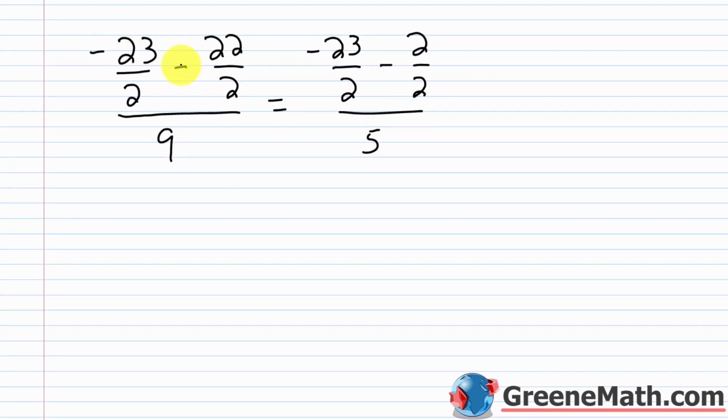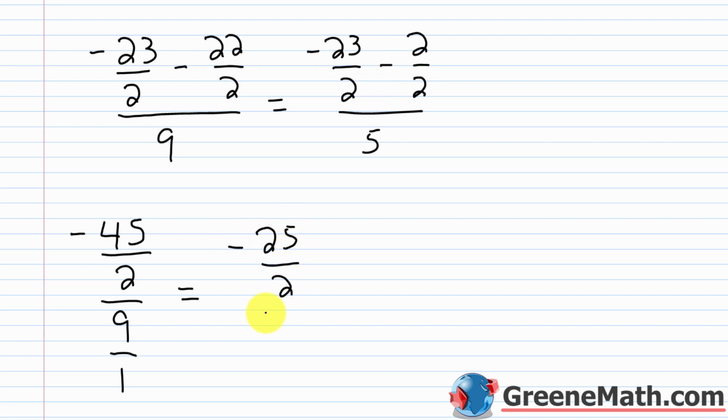So negative 23 minus 22 would be negative 45. So you'd have negative 45, and then over 2, and then that's over 9. And then for the purposes of us working with fractions, I'm going to write this as 9 over 1. Now this is equal to, over here I had negative 23 over 2 minus 2 over 2. So that would be negative 25 over 2. And then this is over 5. And I'm again going to write this as 5 over 1.